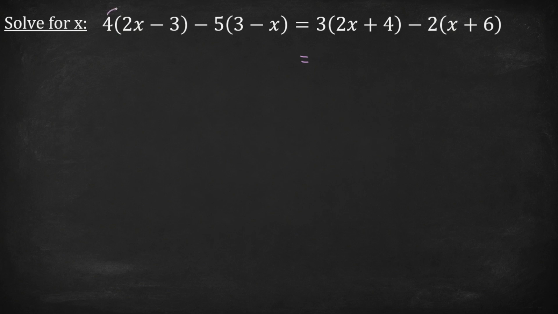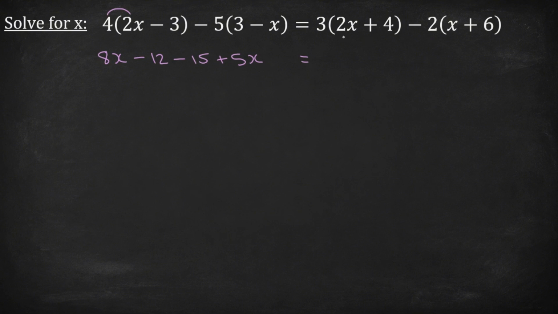I'm going to start with 4 times 2x. That gives us 8x. 4 times negative 3 is negative 12. Next up we have this negative 5. Be careful, this negative sign applies to this coefficient in front of the bracket. So it's negative 5 times 3 gives us negative 15. And negative 5 times negative x is positive 5x. All right, the left-hand side is done.